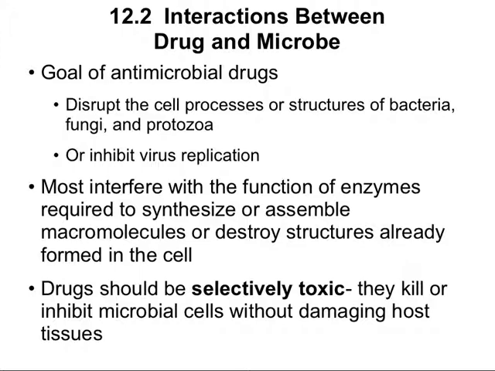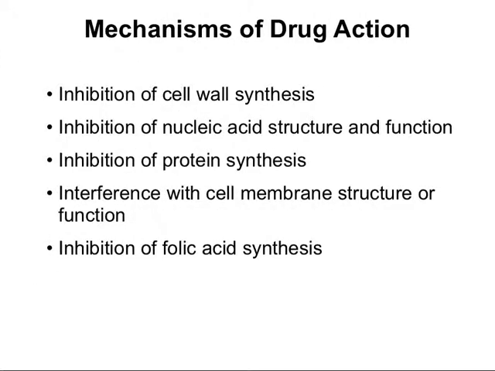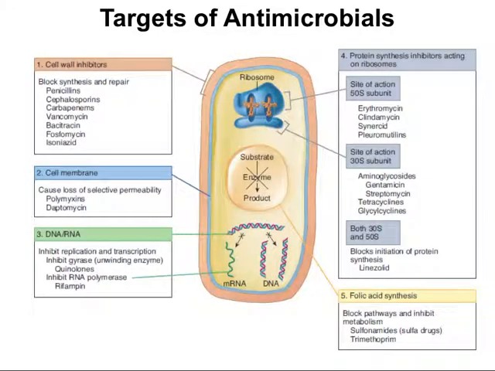There are a number of different microbial targets. First, we can inhibit cell wall synthesis. We could inhibit the nucleic acid structure and function. We could inhibit protein synthesis, or interfere with cell membrane structure and function, or inhibit folic acid synthesis. This figure summarizes all of these different approaches, and also gives you some idea of which antimicrobials have what effects. This is a great summary figure for your studies.